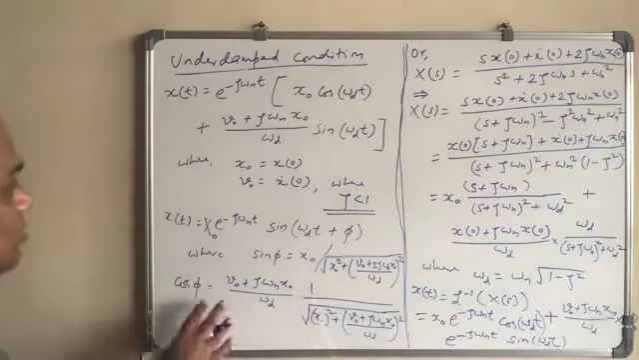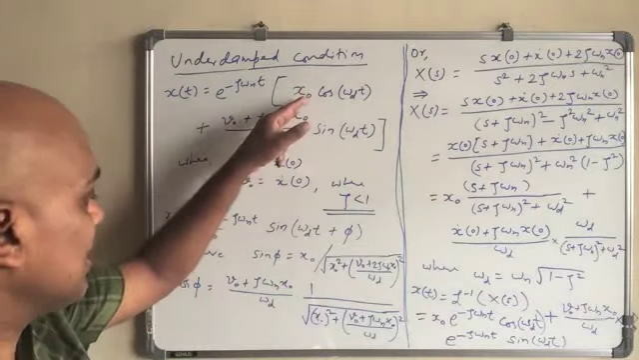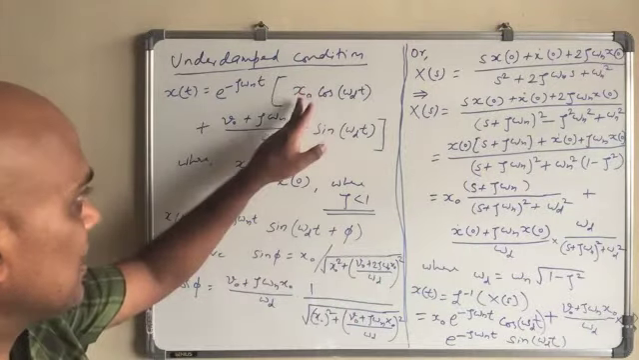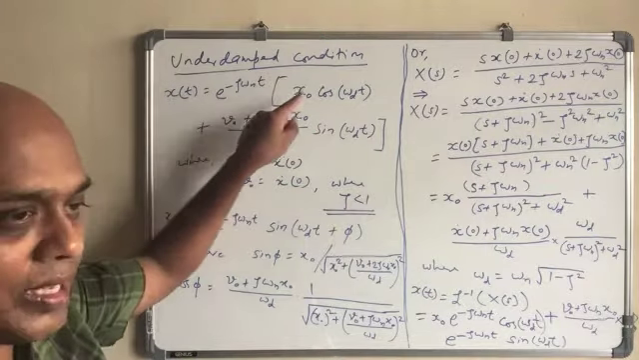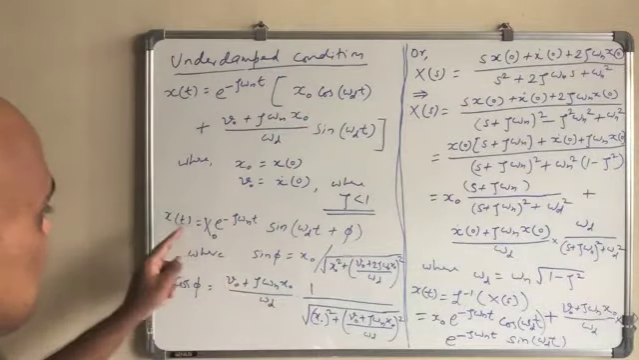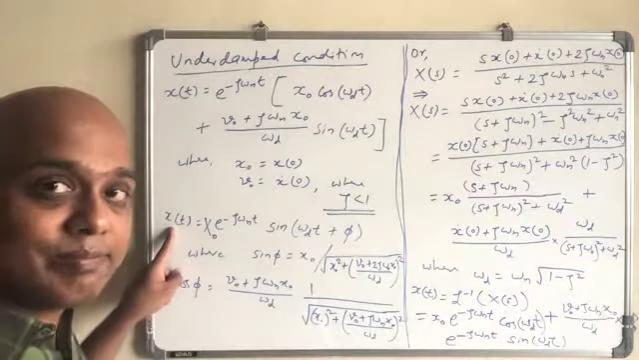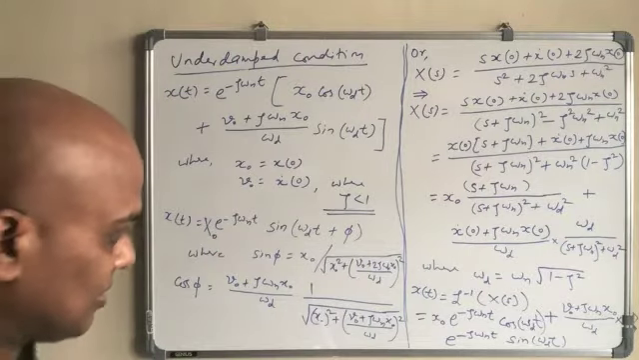Okay, so if we write like this, sine phi equals x naught over the square root of the square of this plus the square of this. So then we can write this x(t), the displacement, as x naught, where, what is x naught?